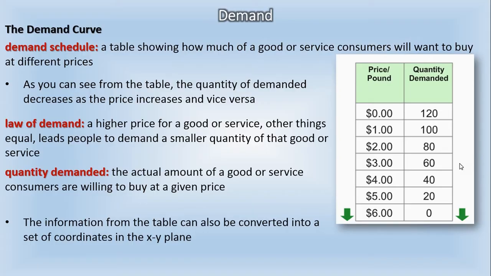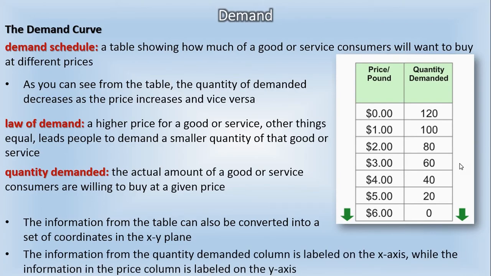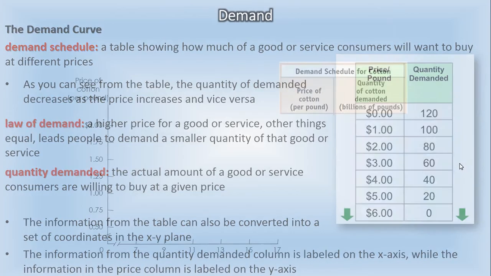So the information from the table can be converted into a set of coordinates on the XY plane. Again, the XY plane is where we have our graphs, right? You're going to have a variable on the x-axis, the flat horizontal axis, and then a variable on the y-axis, the vertical axis, and together they make this XY plane. The information from the quantity demanded column is going to be on the x-axis, while the information in the price column is going to be on the y-axis.